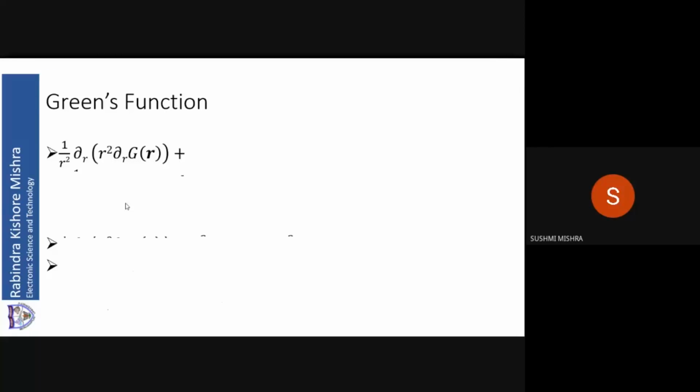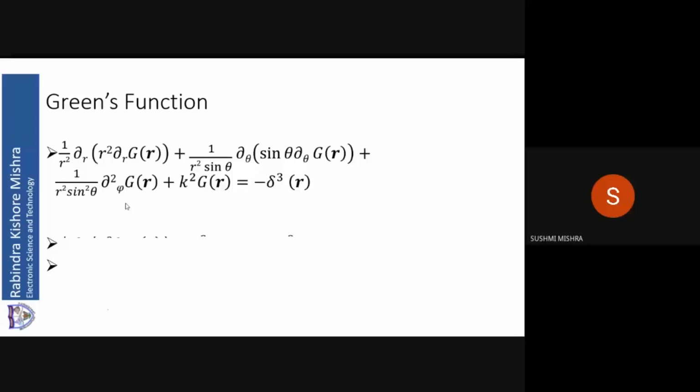But before that, let us see what happens if I consider the theta component and phi component, whether this logic is correct or not. So for the r component, we write 1 upon r square, dou by dou r of r square dou by dou r G(r). Then for the theta component, plus 1 upon r square sin theta, dou by dou theta of sin theta dou by dou theta G(r), plus 1 upon r square sin square theta, dou square by dou phi square G(r). This plus k square G(r) is equal to minus delta.